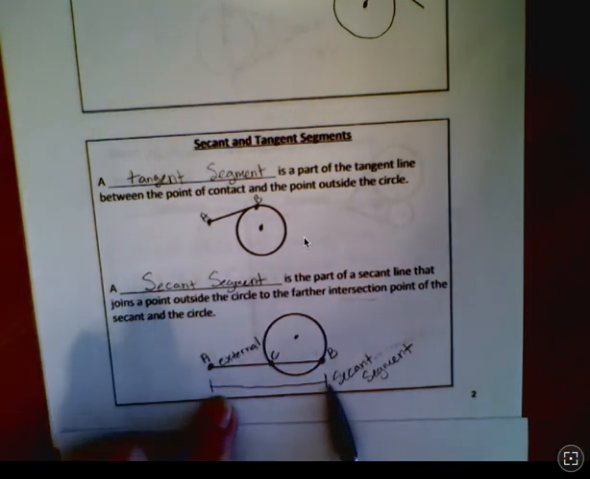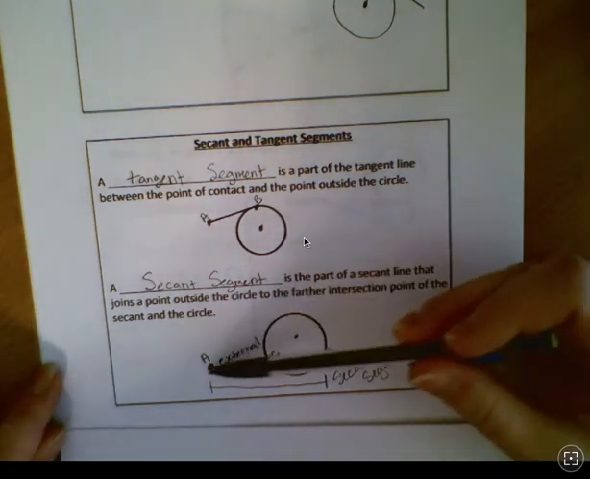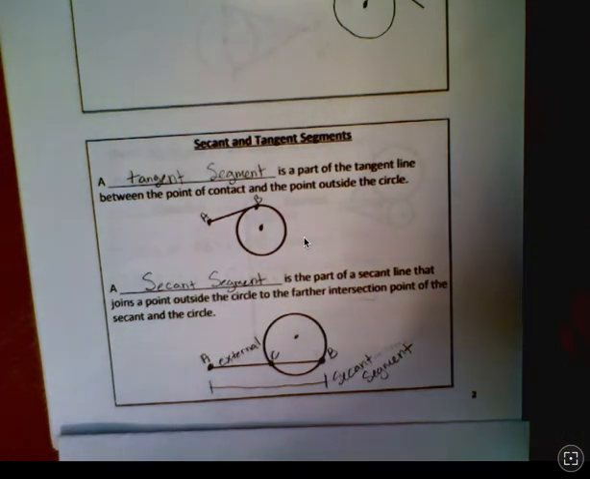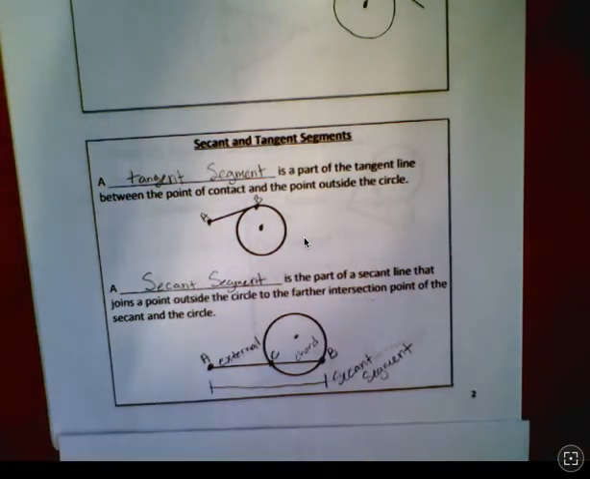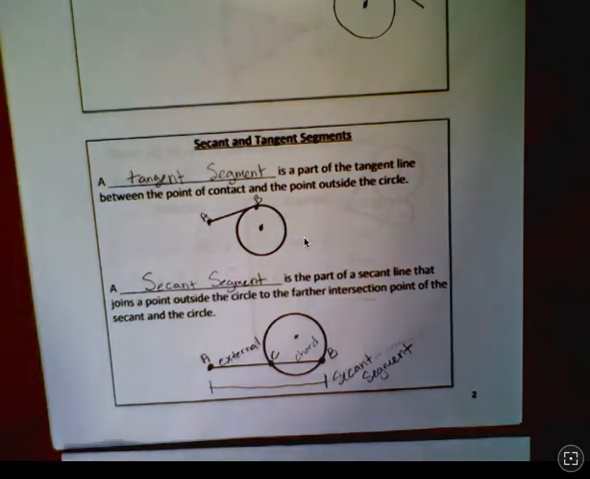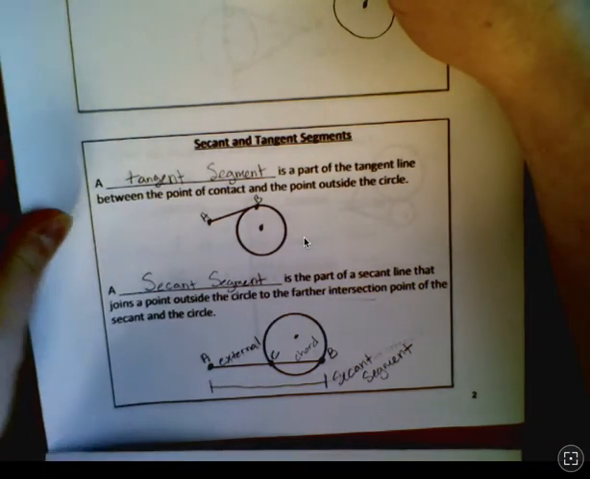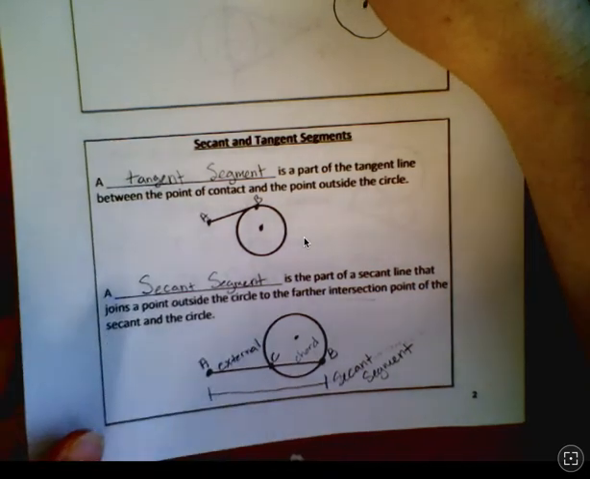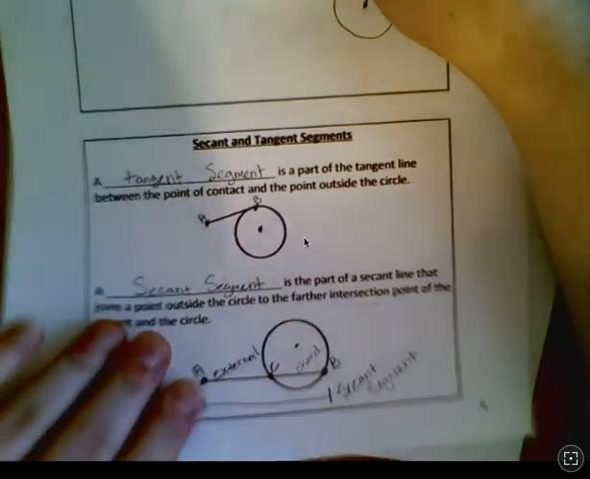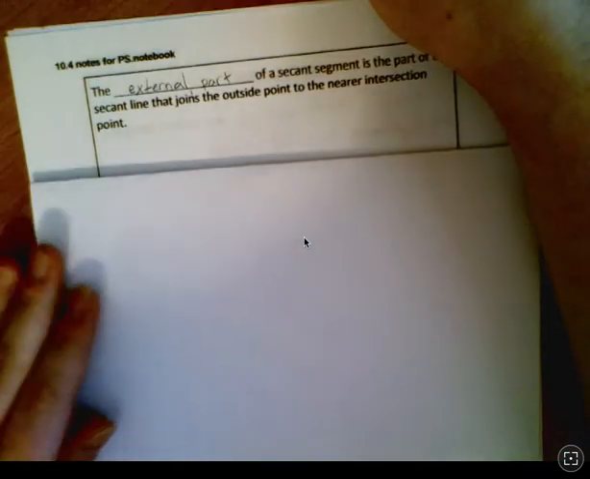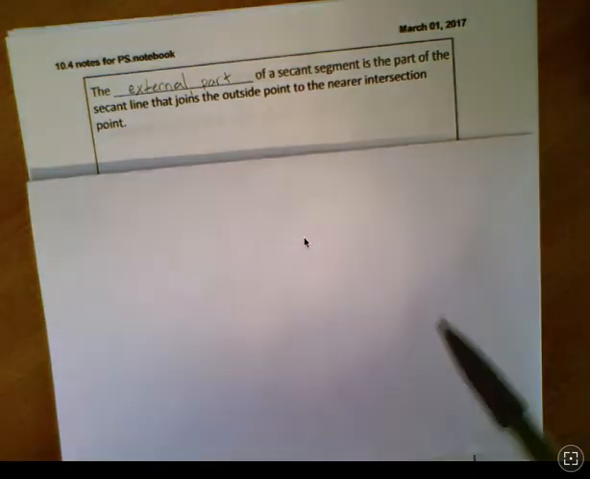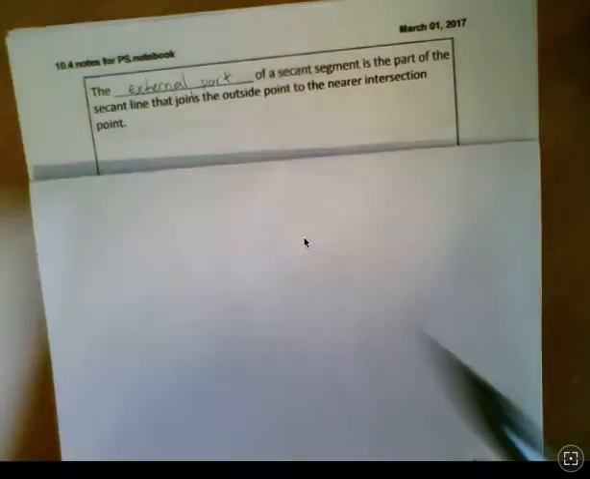So this is what this would look like. From A to B would be your secant segment. A to C would be considered your external part of the secant, and then this would be your chord because it is internal in the circle. Okay, next page. So I already kind of talked about this: the external part of the secant is the part outside the circle, so we already talked about that here.